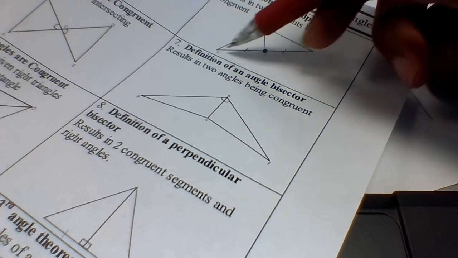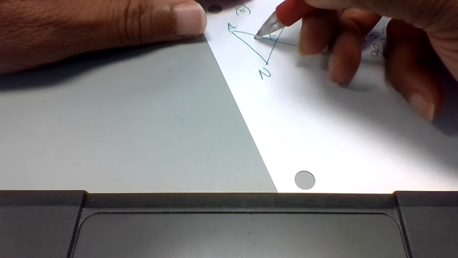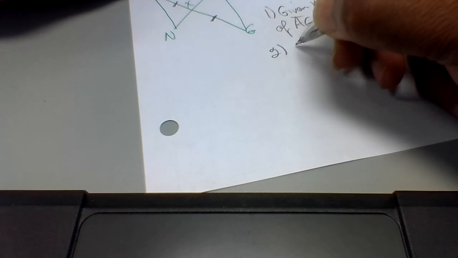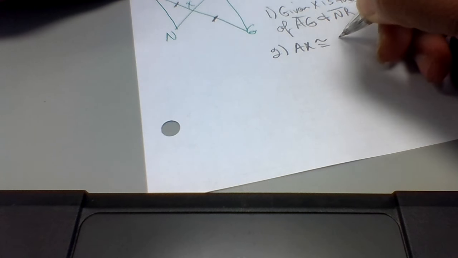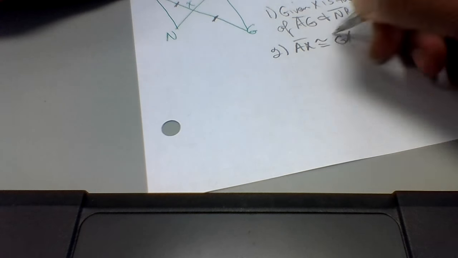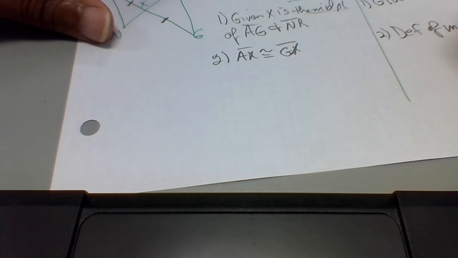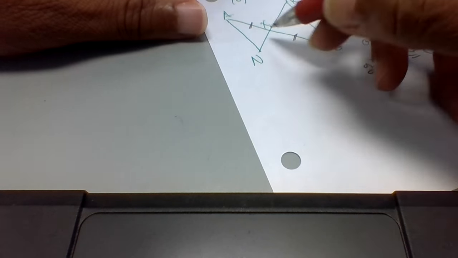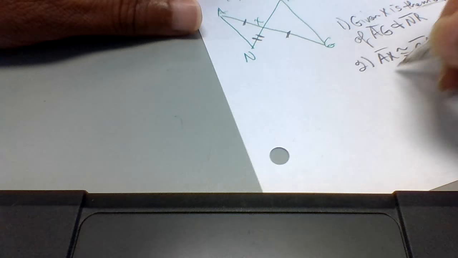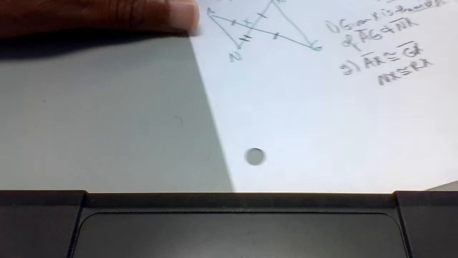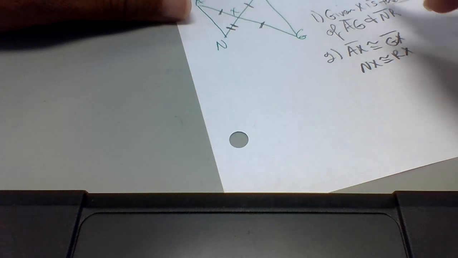what did it do? It cut this line segment into two equal parts. So looking at my picture, it cut this line segment into two equal parts. All right, so name those parts. AX is going to be congruent to GX. Why? Because that's what the definition of a midpoint is. And then it also cut the other one. So NX is going to be congruent to RX because of the definition of a midpoint.